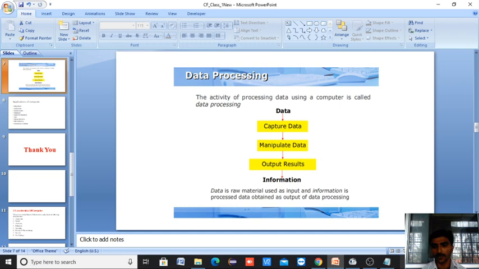Okay, I hope this is clear to you. In the next class, we are going to discuss the features or characteristics of computers. Okay, thank you.